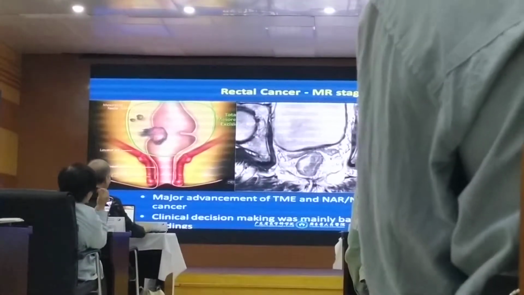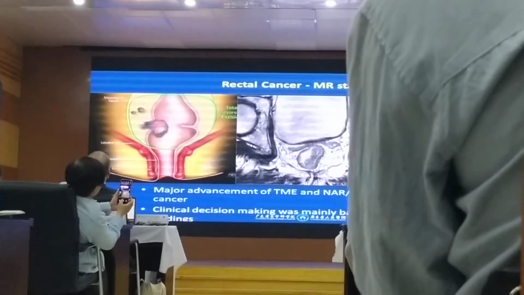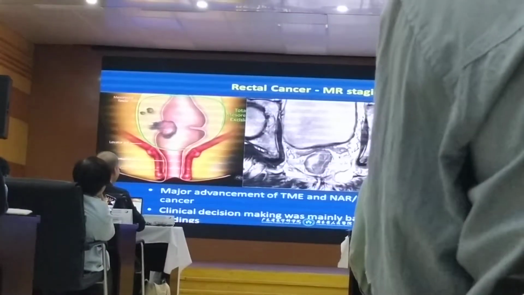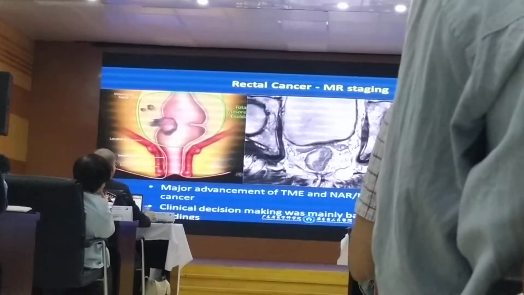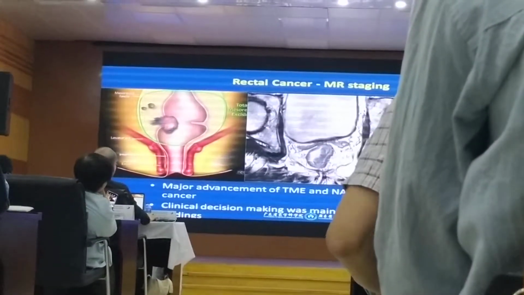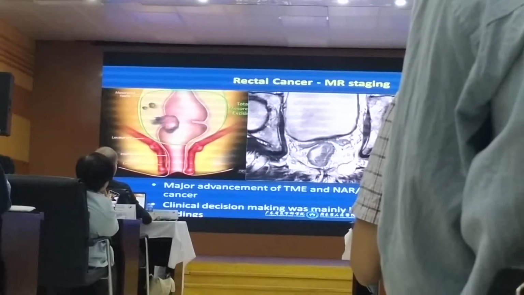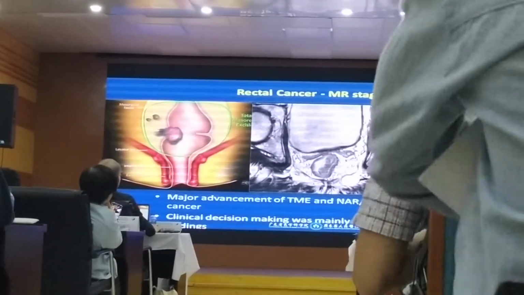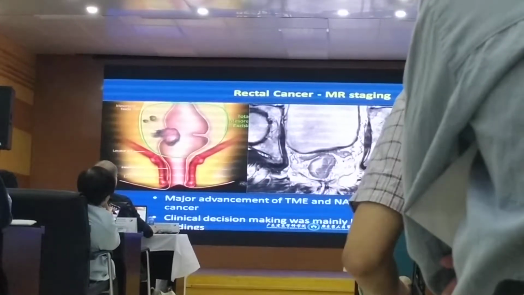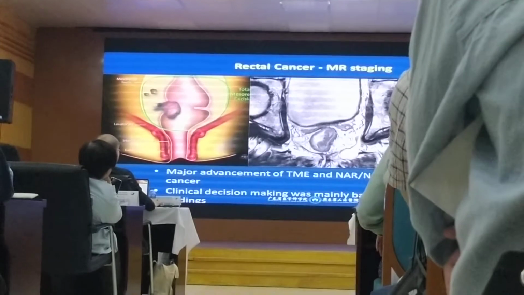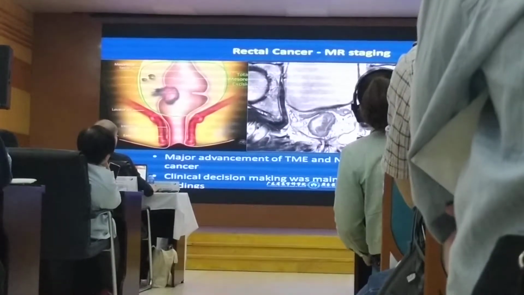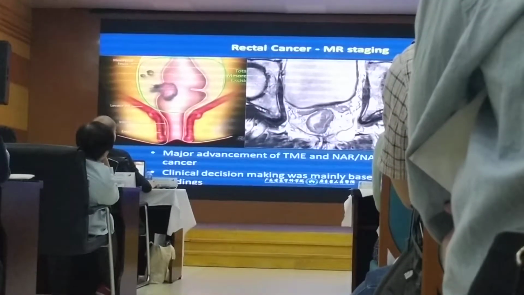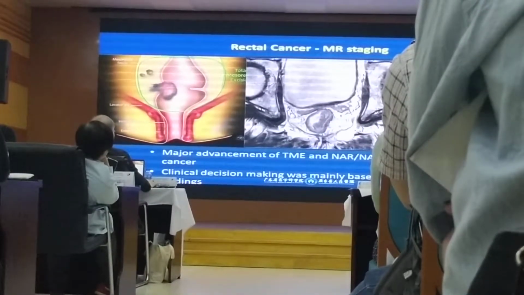Major advancements in the treatment of rectal cancer include total mesorectal excision, simplified as TME, neoadjuvant radiotherapy, and chemotherapy. MRI is the most accurate tool for the local staging of rectal cancer and is a powerful tool to select the appropriate treatment. The decision whether a patient with rectal cancer is a candidate for TME alone or neoadjuvant therapy followed by TME is made according to the findings of MRI.